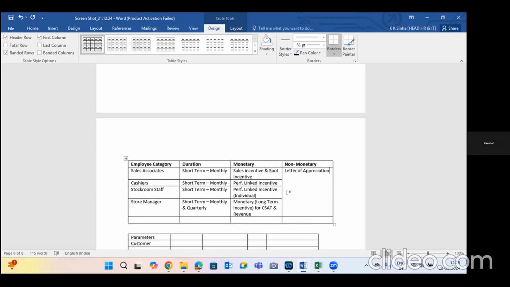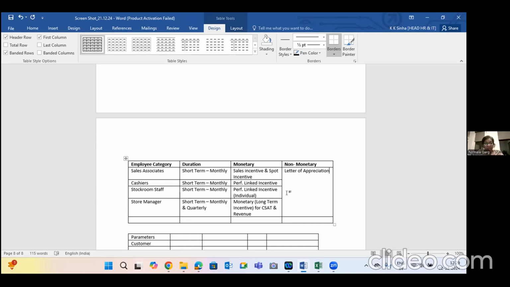Shweta had some idea. Shweta, please carry that on. Tell me. The store manager can visit the houses of the sales team people with the letter of appreciation, also appreciating their family. That's also a very good retention strategy, in that sense. Absolutely.